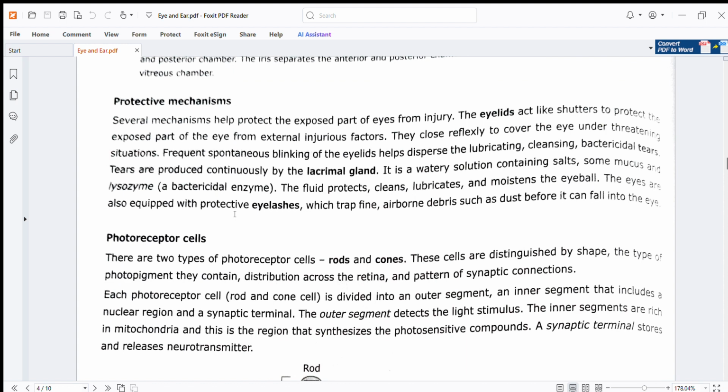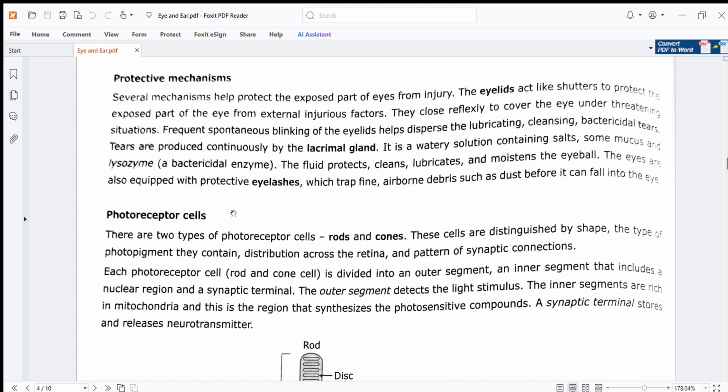Protective mechanisms. Several mechanisms help protect the exposed part of the eyes from injury. Eyelids act like shutters to protect the exposed part of the eye from external injury. They close reflexively to cover the eye under threatening situations. Frequent spontaneous blinking of the eyelids helps disperse lubricating, cleansing, antibacterial tears.